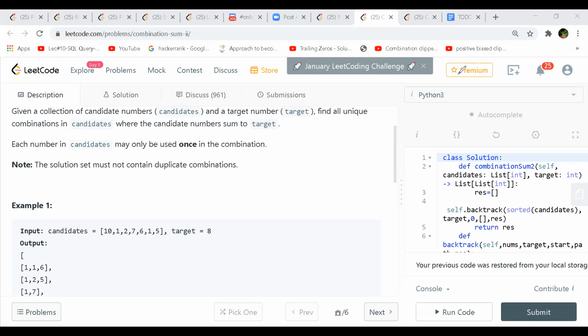Maybe if I add one more, that would be a permutation, right? Those are two different permutations. Yeah. But if you consider them as combinations, they are just one combination. Yeah. So that is what the question says. They must not contain duplicate combinations. So the sorting is helping then, because we compare them in the recursion case.